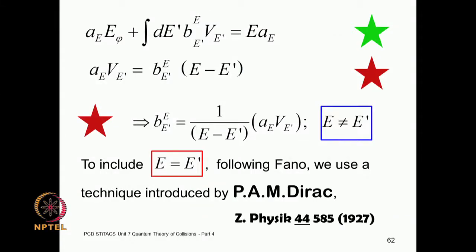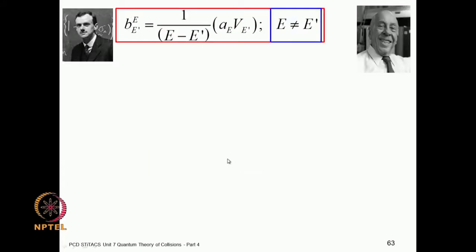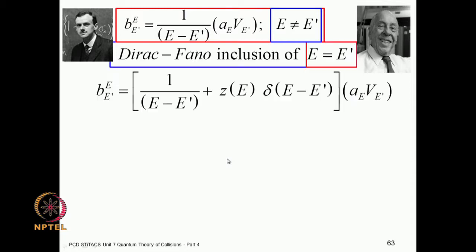So to be able to include the E equal to E prime case, Fano used a very beautiful technique which was devised originally by Dirac, and this is the Fano-Dirac technique. Okay? So they make use of principal value integration to address this situation. So I'll show you how it is done. The purpose is to address this particular case of E equal to E prime, and this is the Dirac-Fano technique.